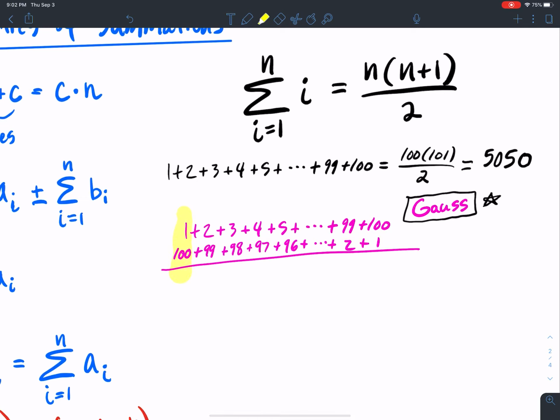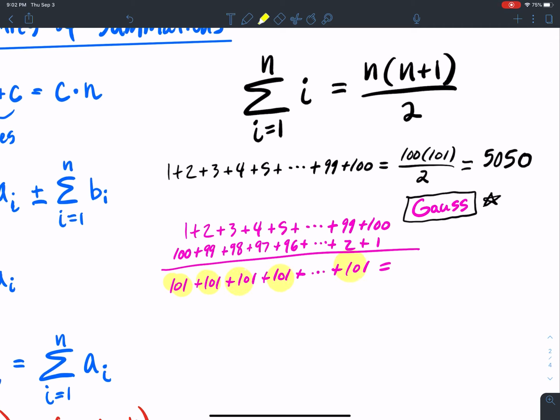If he added this column here, he got 101. If he added 2 and 99, he got 101. If he added 3 and 98, he got 101. If he added 4 and 97, he got 101. And so on and so on and so on. And lo and behold, when you add all these up, well, guess what?